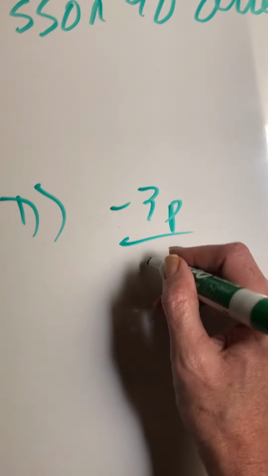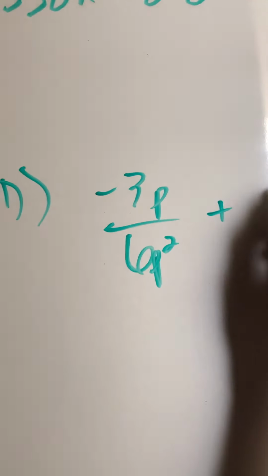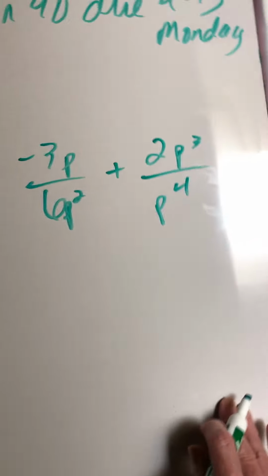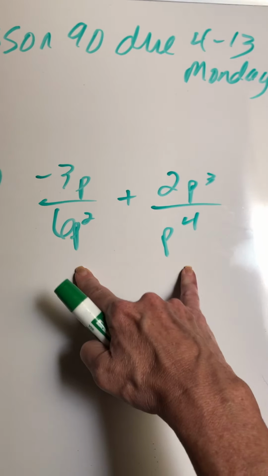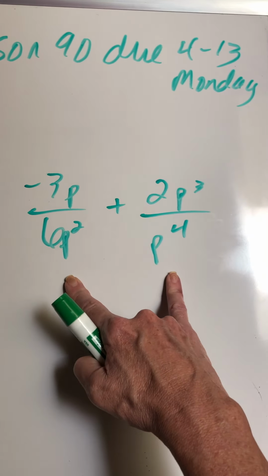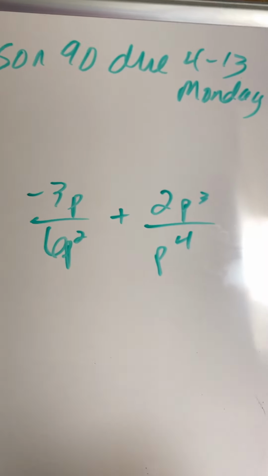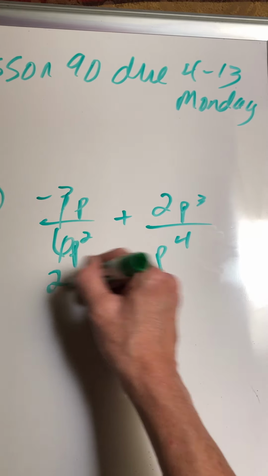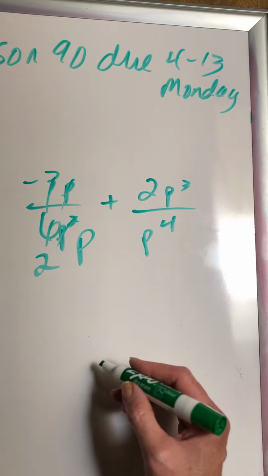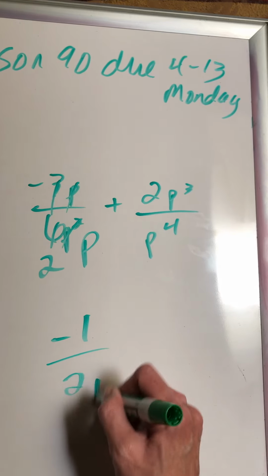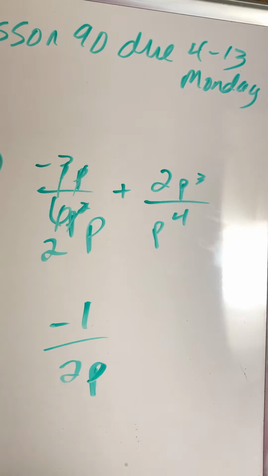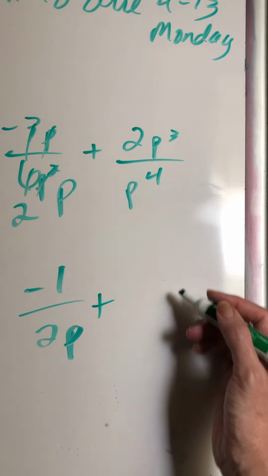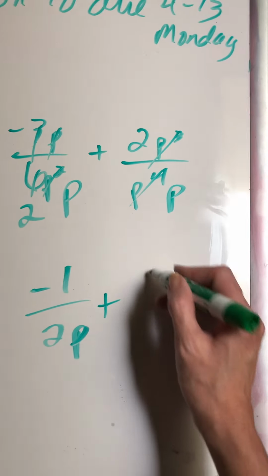negative 3p over 6p squared plus 2p cubed over p to the fourth. Okay, so my denominators aren't the same. So if my denominators aren't the same, and I notice that I can cancel things, that's what I want to do, okay? So 3 can go into 6 and leave a 2, and p can go into p squared and leave a p. So that'd be negative 1 over 2p. A lot of you, when you cancel everything out of the numerator, you don't put a 1, and you've got to. So on the second one, I can do the same thing. P cubed out of p to the fourth leaves a p, so 2 over p.